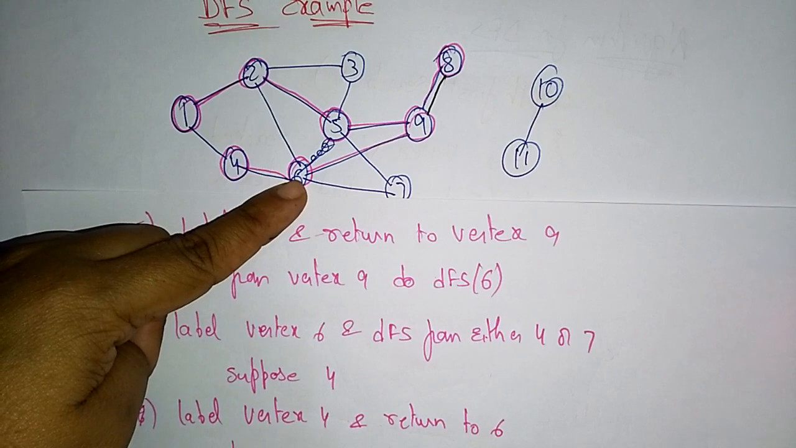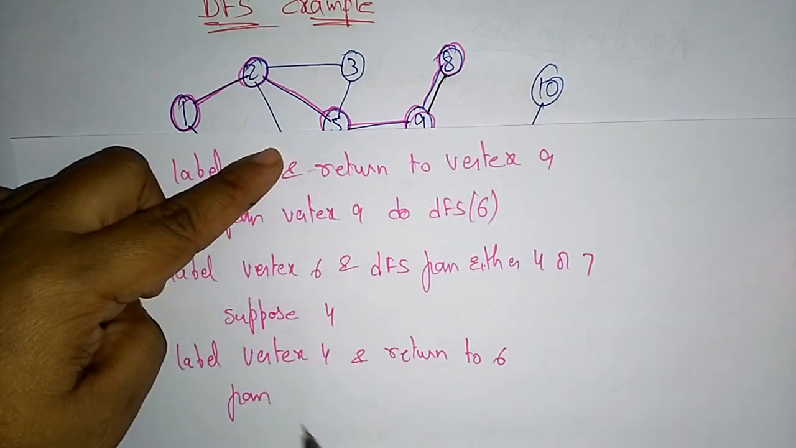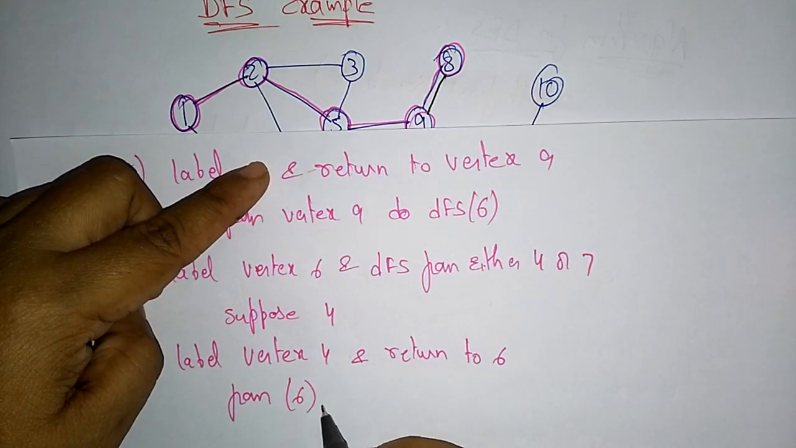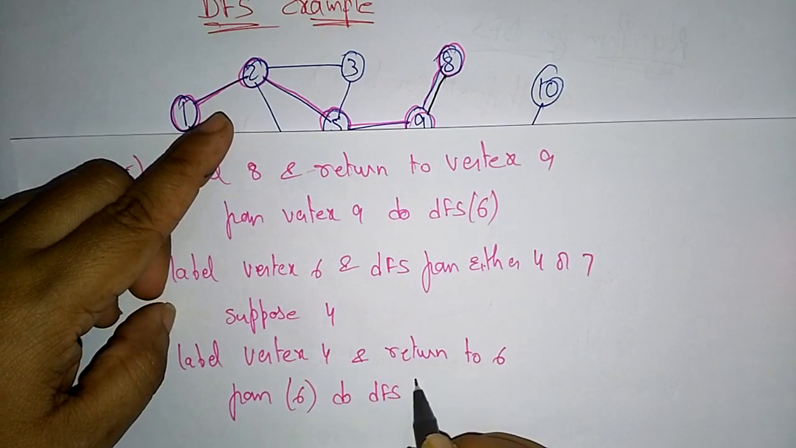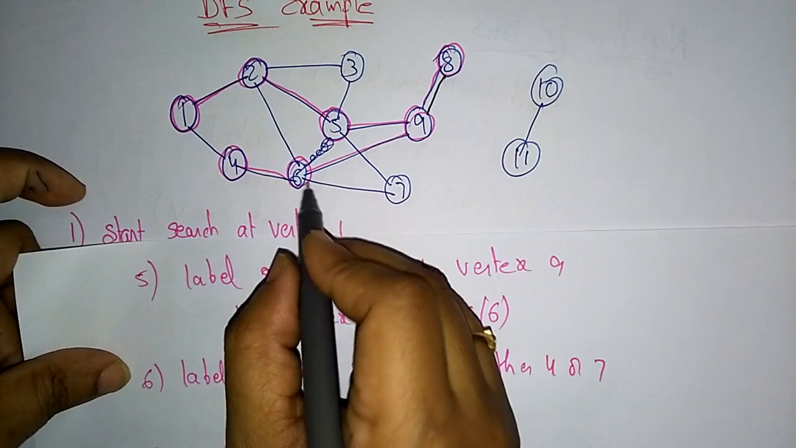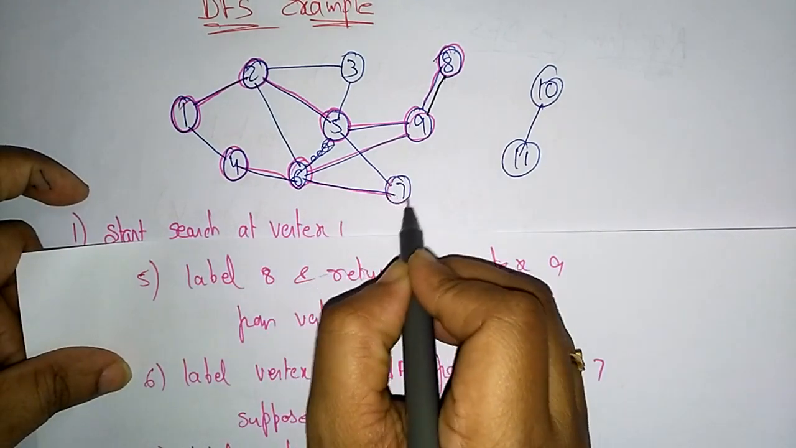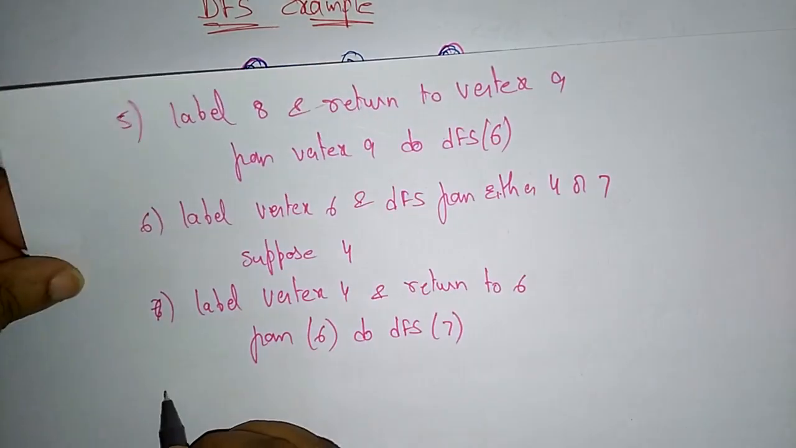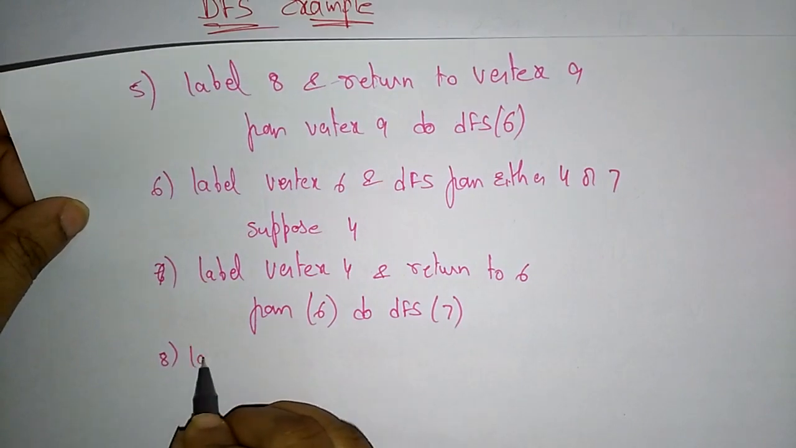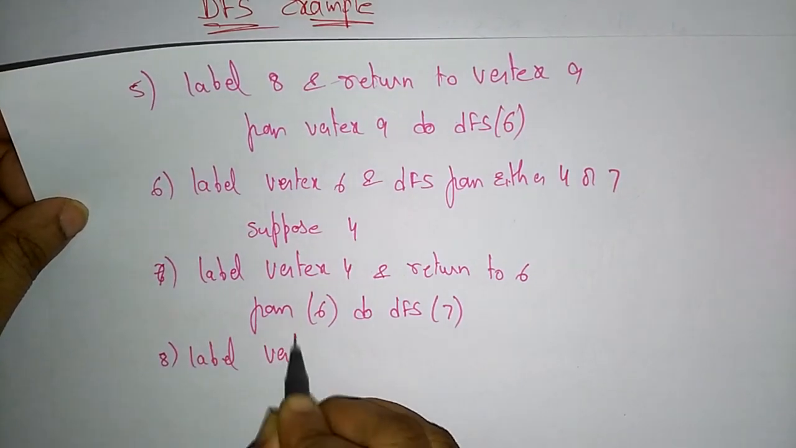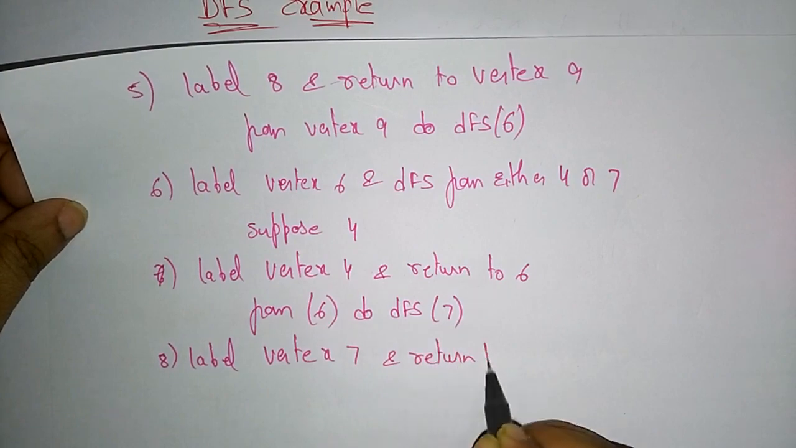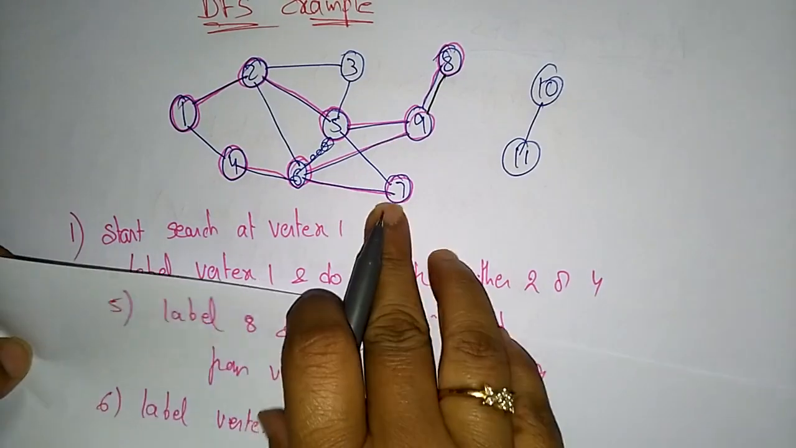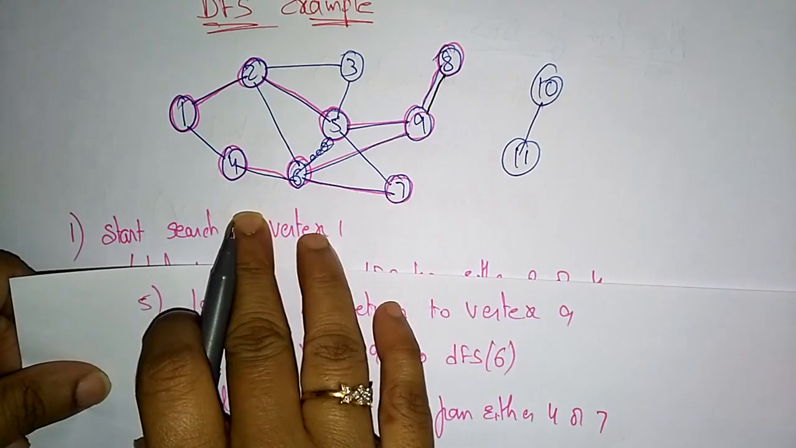From 6, do DFS on 7, meaning depth first search on 7. Now I visited 7. Now I have to label it. So label vertex 7 and return to 6. Again I am returning to 6. So whenever I label 7, I return to 6.